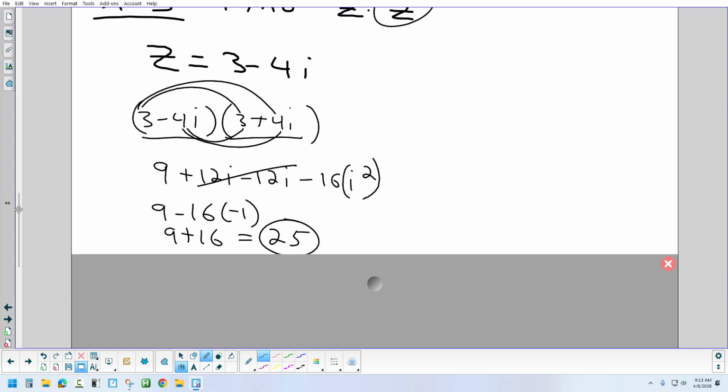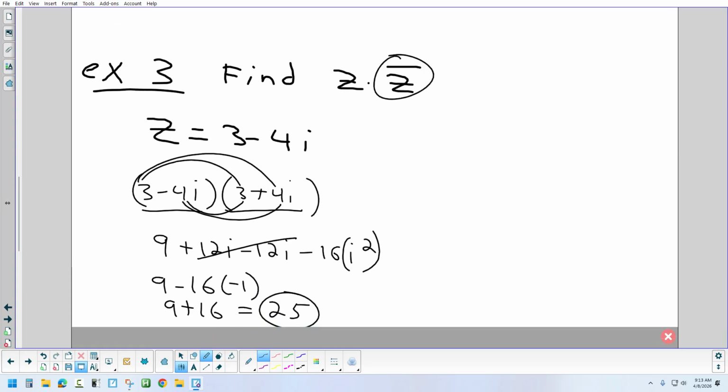So how did I get 25 just by looking at it quickly in my head? All you have to do is take the first number and square it. So 3 squared is 9. Take the second number and square it. 4 squared is 16. 9 plus 16 gives you 25. And if you're wondering whether you should take the negative with the 4 or just the 4, it doesn't matter, because when you square it, that negative goes away. So you square the first number, square the second number, add them up, and that's the answer.